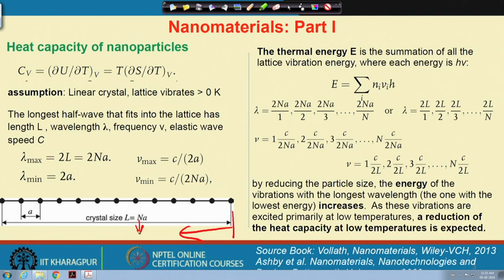Now, what is the meaning of decreasing lambda? It basically means the energy is higher. So, by reducing the particle size, the energy of the vibration with the longest wavelength, which we are talking about, lambda max, that energy basically increases. So, energy will increase because lambda is going to be shorter. Now, as the vibration is excited primarily at low temperature, therefore, a reduction of the heat capacity at low temperature is expected. It basically says that if we decrease the particle size, then simply there will be a reduction of the heat capacity. So, this is, let us say, just a mathematical formulation of the idea of reducing a vibration in a linear crystal, the size of a vibration.